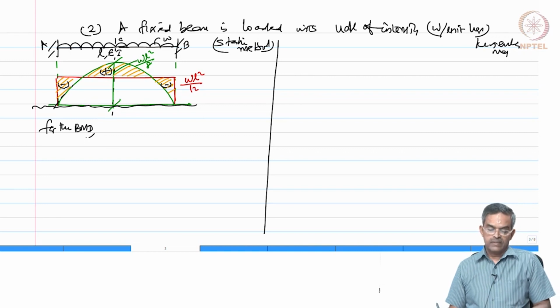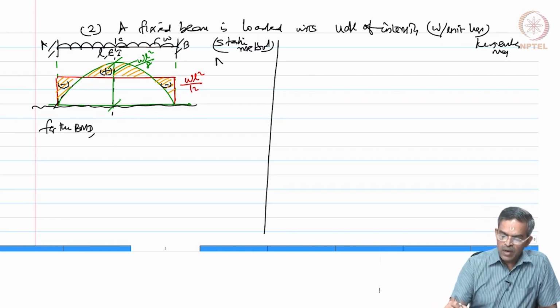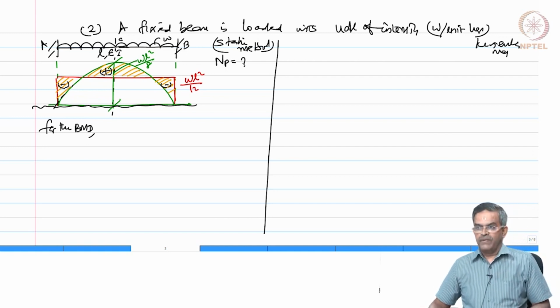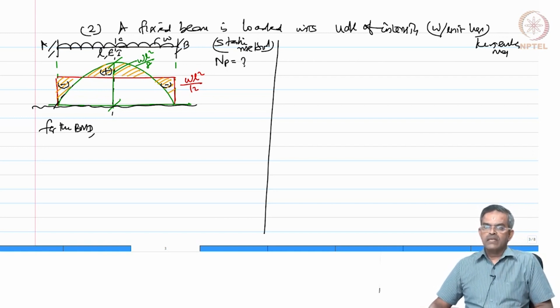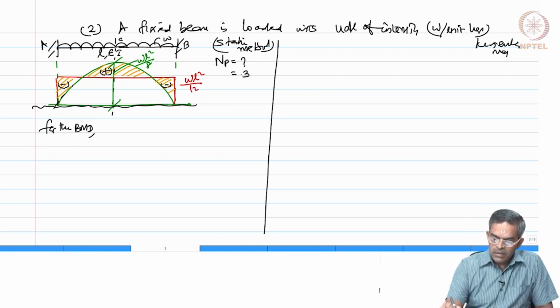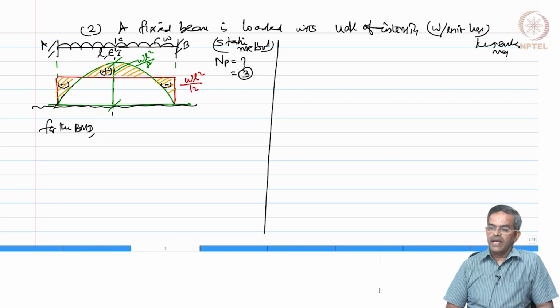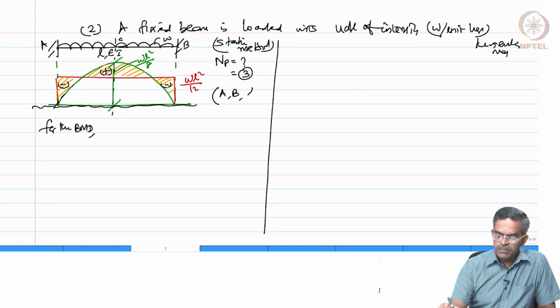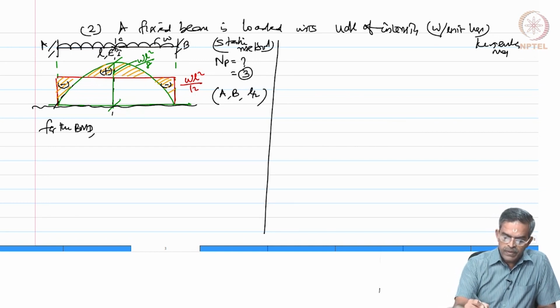Let us analyze this. Let us first ask a question, how many hinges are required for this beam? It is a fixed beam, it has got static degree of indeterminacy as 2. So, we need 3 hinges to make it a mechanism. So, let us assume these hinges are at A, B and midspan, which is C.